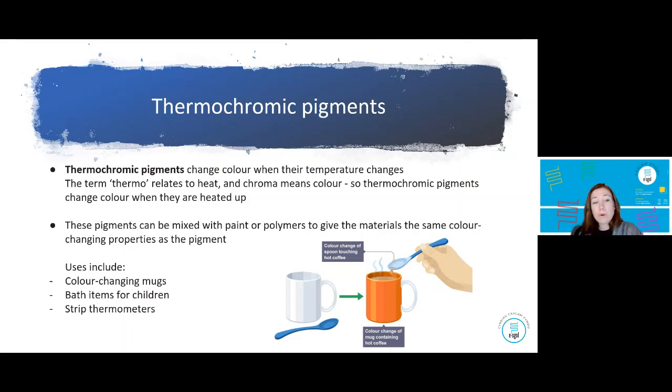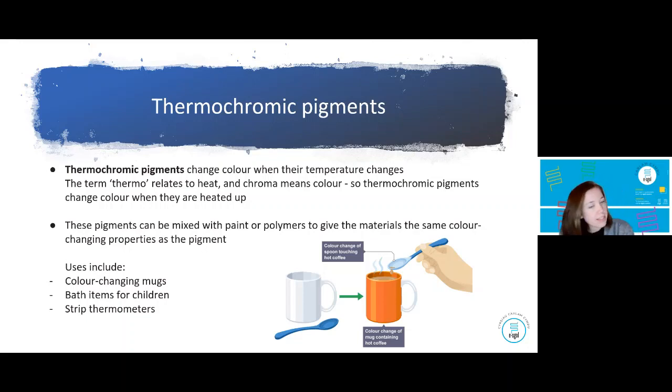Really important use, possibly, is bath items for children. You can buy rubber ducks, things that float in the bath, that will change colour if it's too hot. So that gives the parent an indication as to whether the water is too hot for that child. Okay, so that is quite clever. And obviously you can get some toys like that as well, which are purely for playing with.